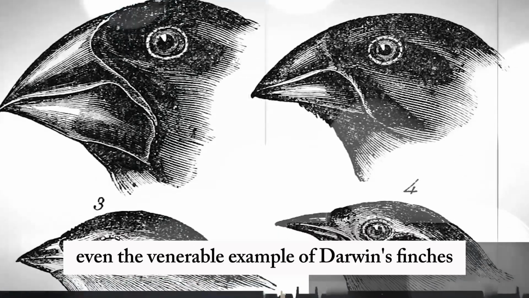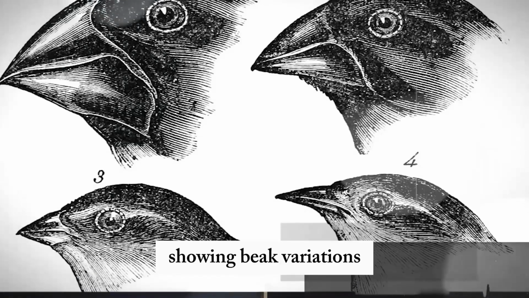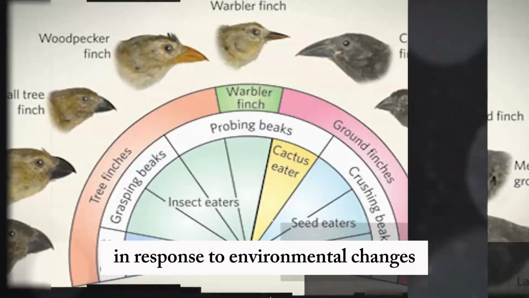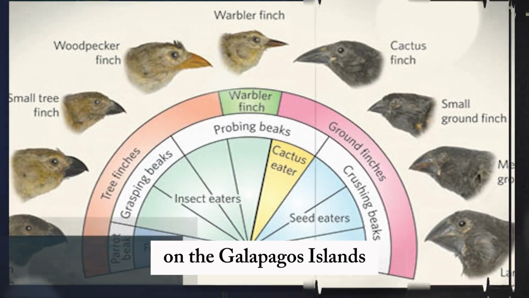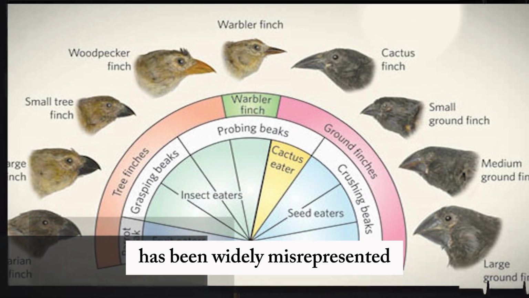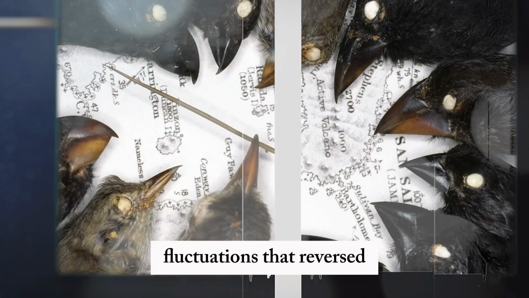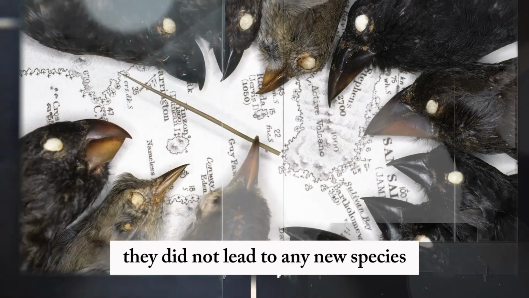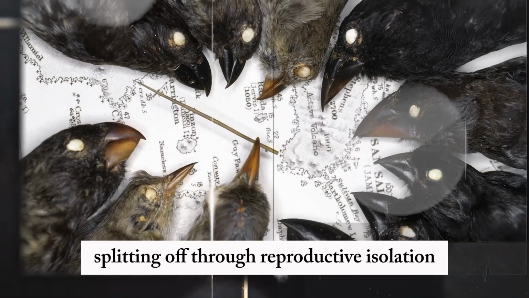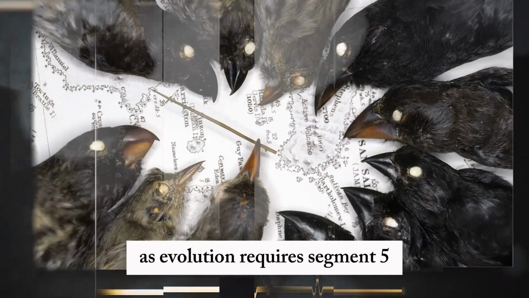Even the venerable example of Darwin's finches, showing beak variations in response to environmental changes on the Galapagos Islands, has been widely misrepresented. The beak changes were temporary fluctuations that reversed. They did not lead to any new species splitting off through reproductive isolation as evolution requires.